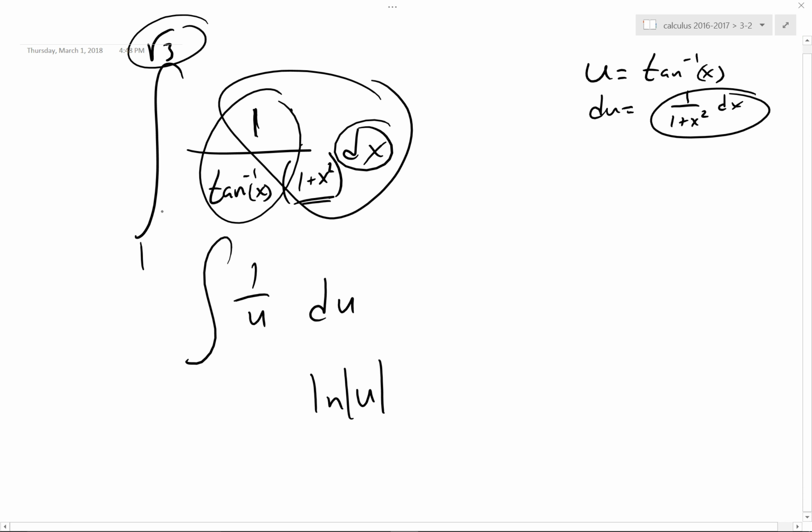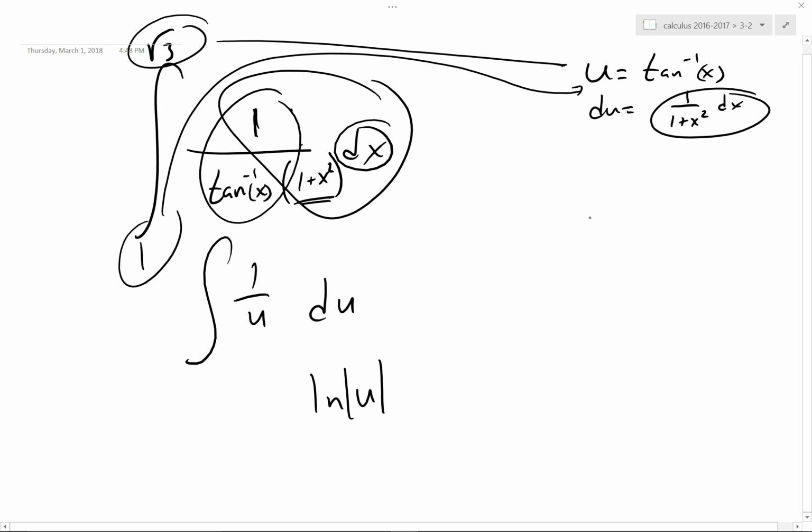Remember the other day I told you you could plug these fellers in over into here and get u values out? What is the arctangent of square root of 3? Turns out it's pi over 3. Mr. Groom, you just know that? Yeah, I do. And what is the arctan of 1? Turns out it's pi over 4.